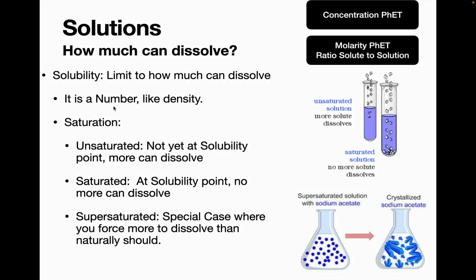If you dissolve that maximum amount, we call it being saturated. If you dissolve less than the maximum solubility, it's called being unsaturated. If you dissolve more than the maximum, which is kind of a special scenario where you can only do it at high temperatures, you actually can get something called supersaturated.